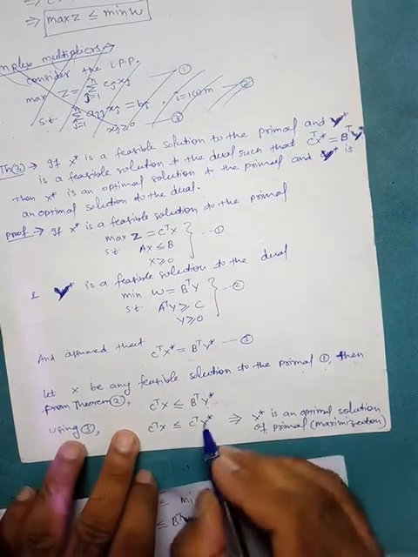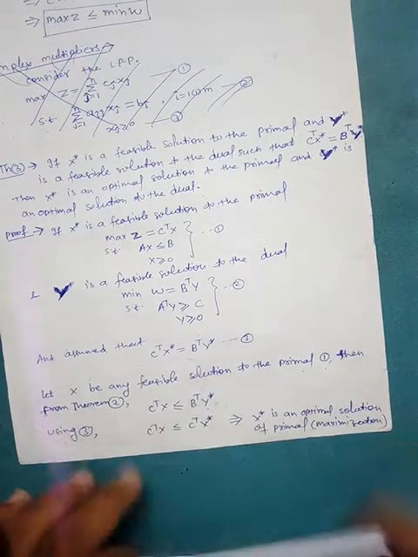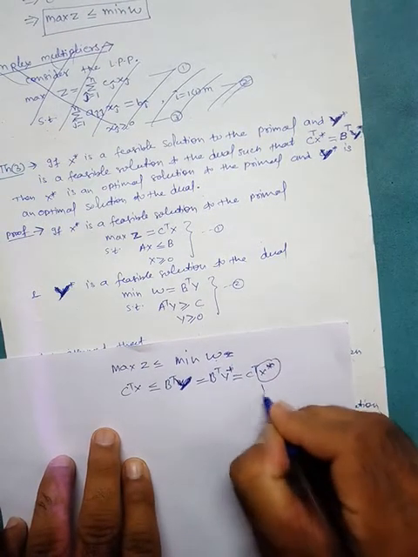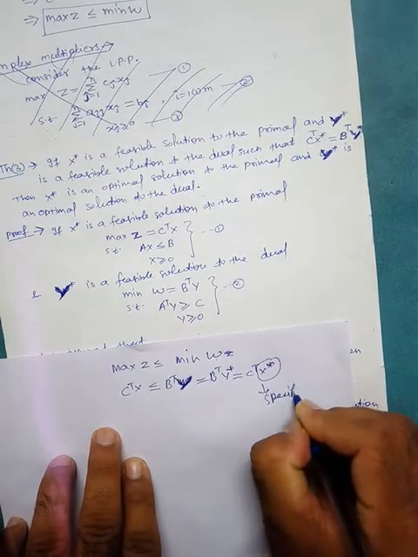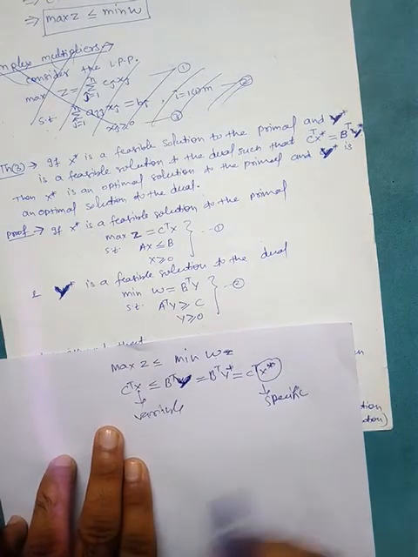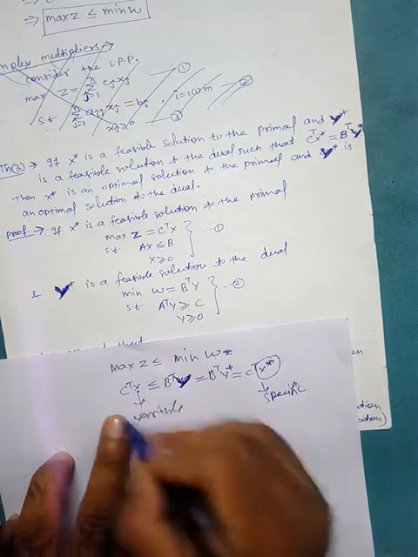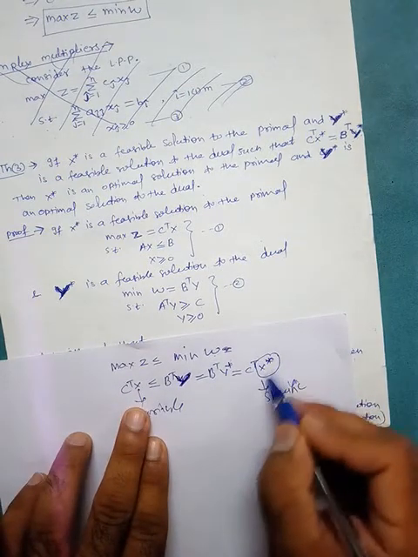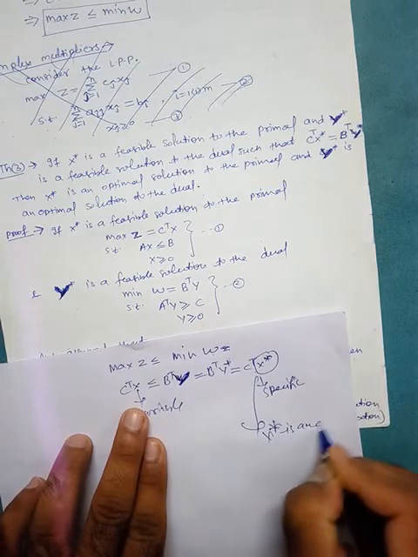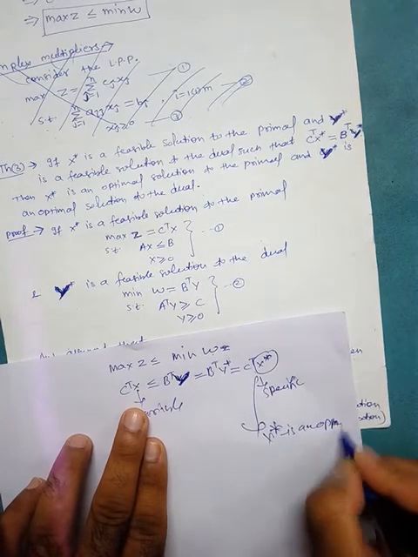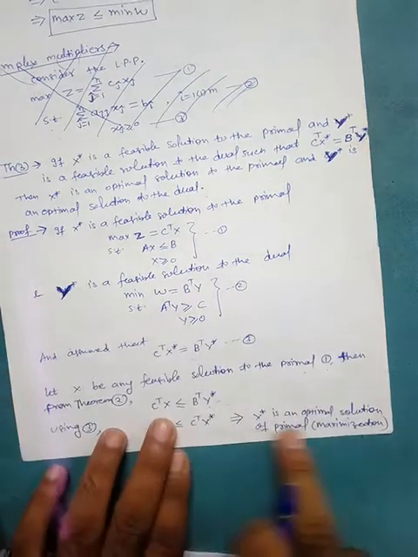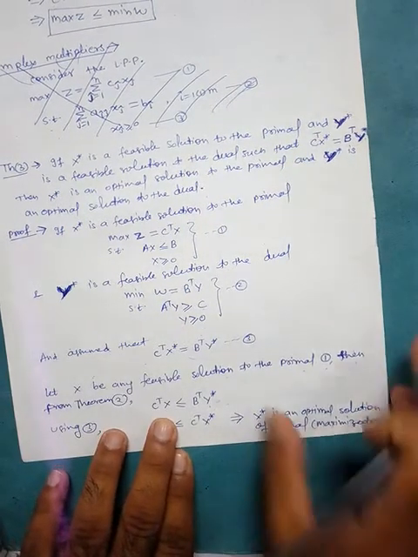And since x star is a specific feasible solution, remember, y is not any feasible solution. This is a specific feasible solution. This is specific. However, this is a variable. Hence, we can say that for any feasible solution, this quantity is always less than C transpose of x star. Hence, we can say that x star is an optimum solution of the primal. Fine. So x star is an optimum solution of the primal, the maximization one.